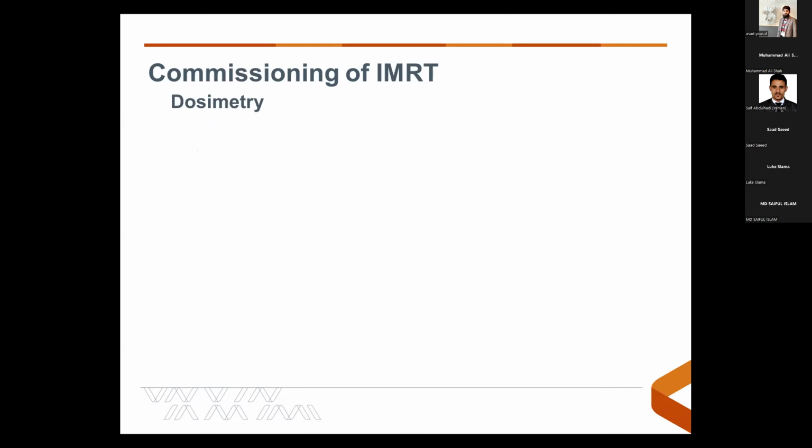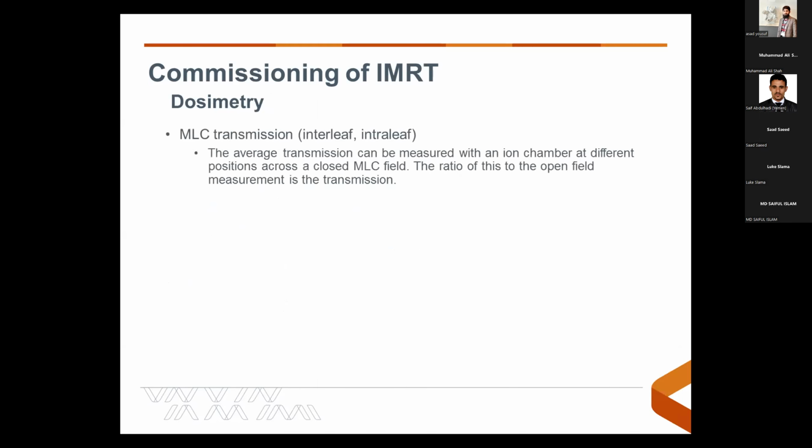So dosimetry tests. MLC transmission is an important test. This contributes both interleaf and intraleaf. The most simple method to measure the average transmission is to just use an ion chamber, and you can place it at different positions in a closed MLC field, take the ratio of this to the open field measurement, and this is your MLC transmission factor.